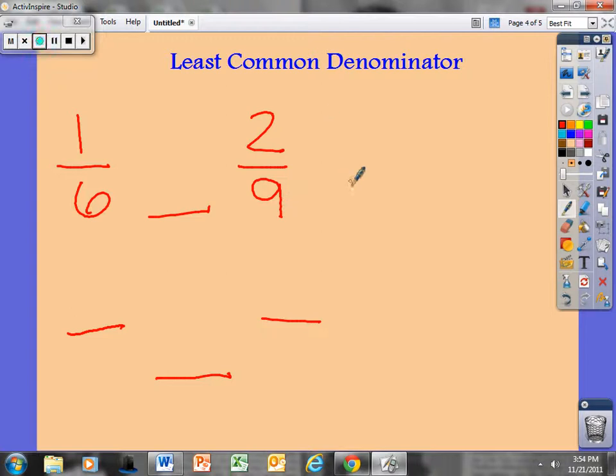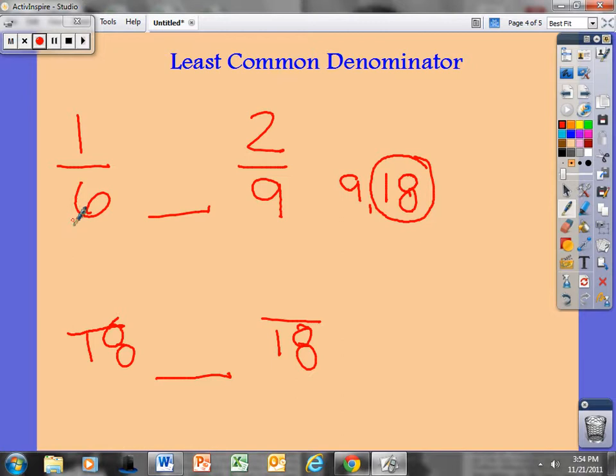Let me write these over here. The first multiple of 9 is 9. Nothing times 6 will give me 9. The next multiple of 9 is 18. Does anything times 6 give me 18? Oh, yeah. So there is my least common denominator, or least common multiple. So now I know my denominators are 18 here and 18 here. 6 times what gives you 18? 6 times 3. So I multiply both numerator and denominator by 3.